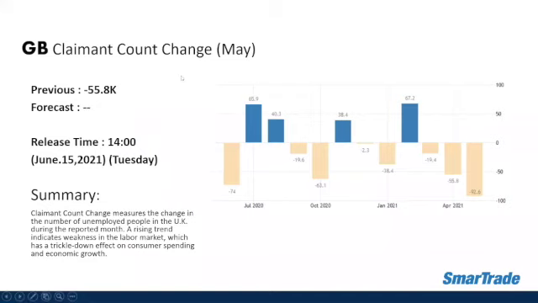First, the claimant count change for the UK for the month of May. The previous data was negative 55.8 thousand, and the actual data was negative 92.6K for the claimant count change, or jobless claims, for the UK for the month of May.